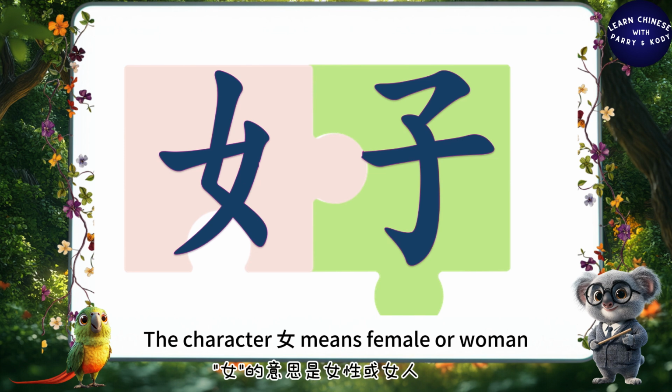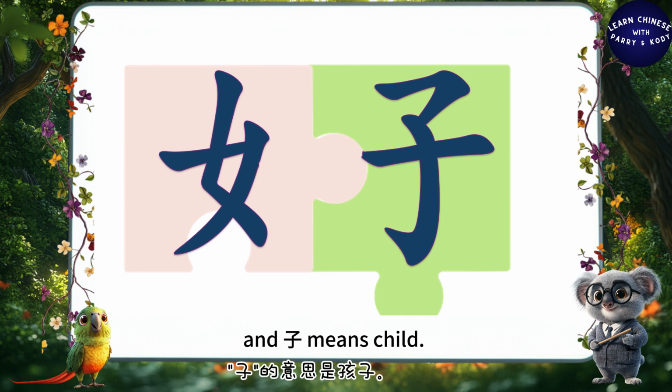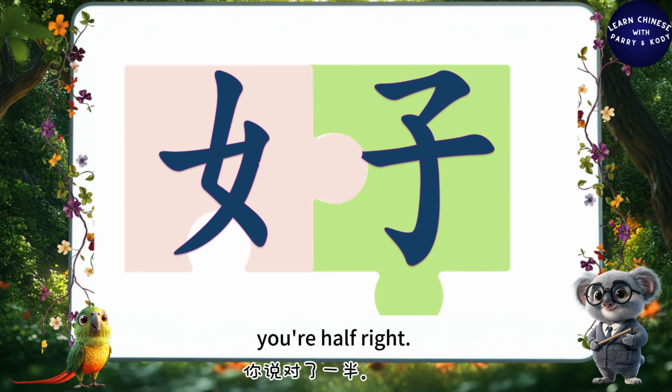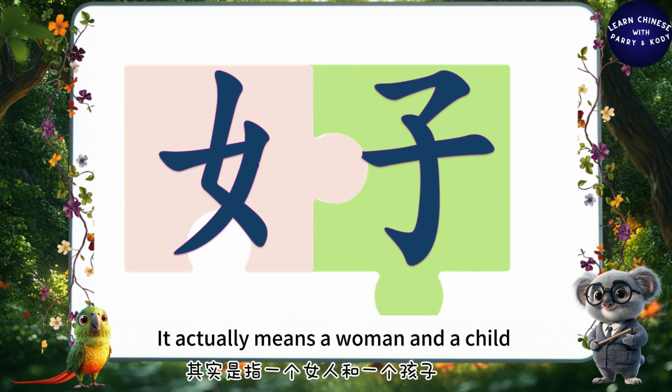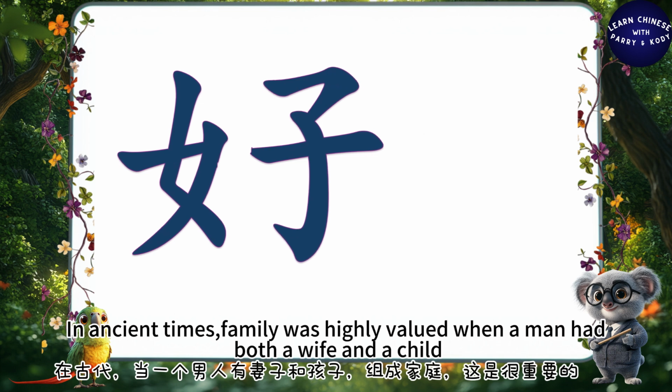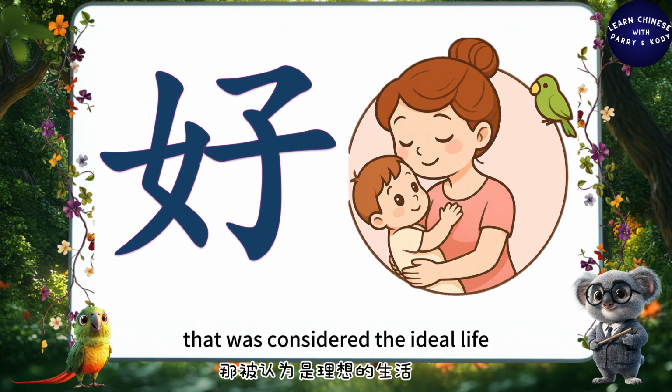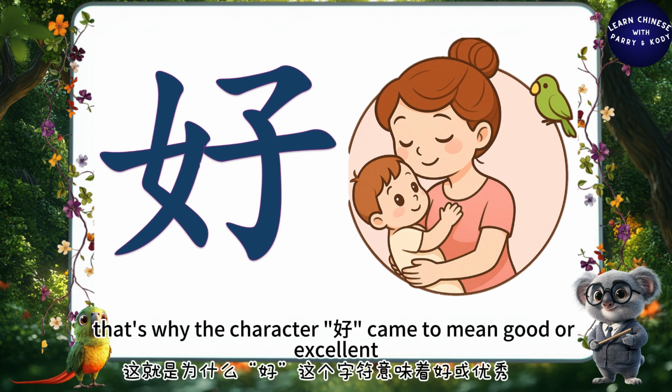The character 女 means female or woman, and 子 means child. So, together, they mean girl, right? You're half right. It actually means a woman and a child. In ancient times, family was highly valued. When a man had both a wife and a child, that was considered the ideal life. That's why the character 好 came to mean good or excellent.